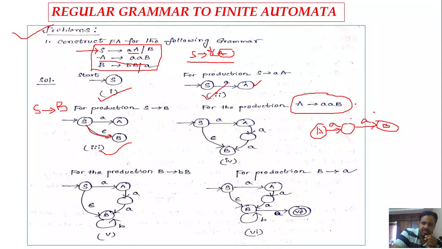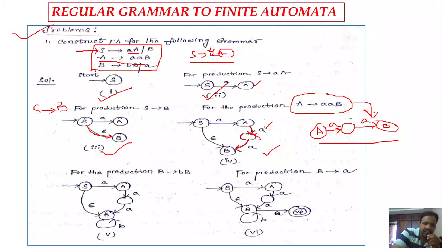So the states and transitions for this production rule will be like this. Just add these states and transitions into the diagram. From variable A, state A, on small a there is a transition towards an intermediate state, and from that intermediate state on a there is a transition towards the state B. Okay, so this is the rule that we are following again.